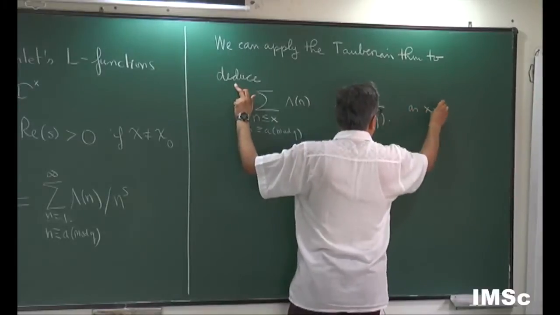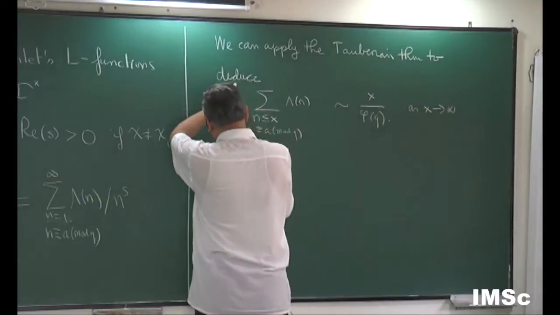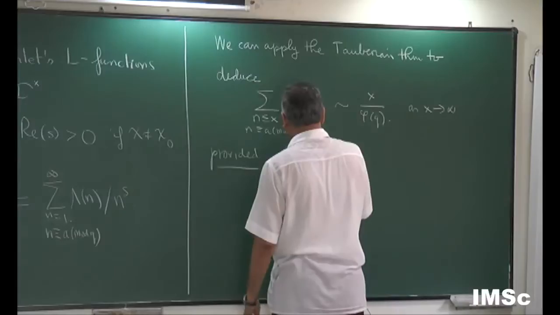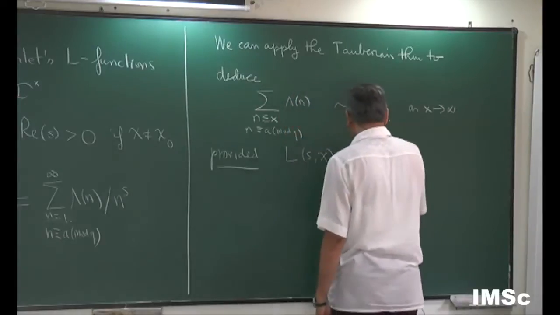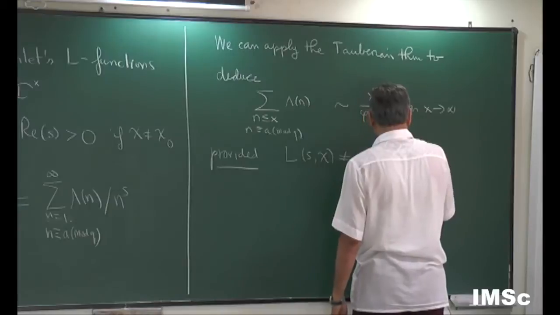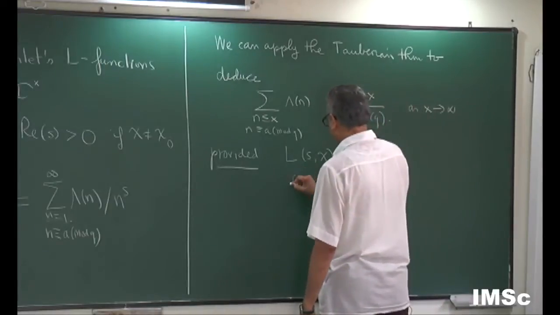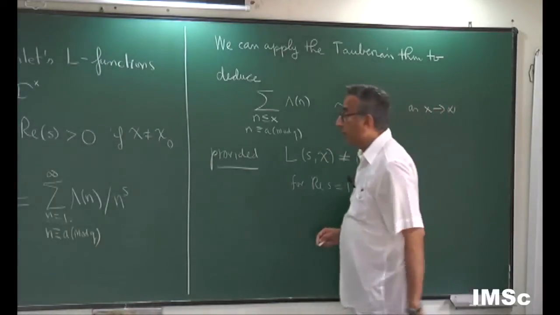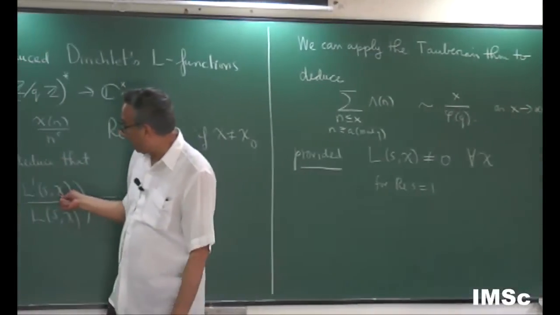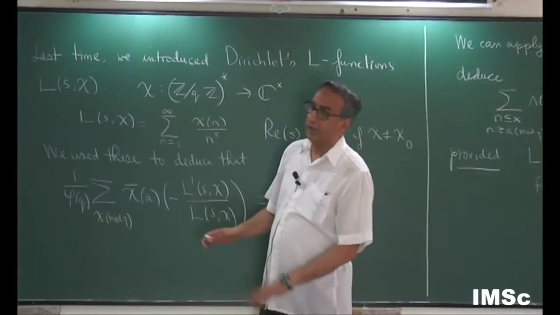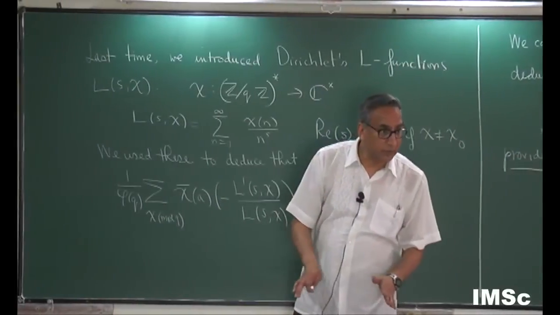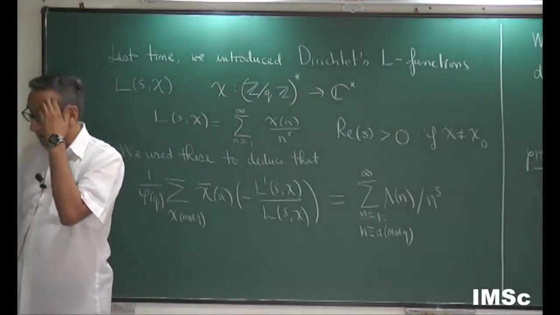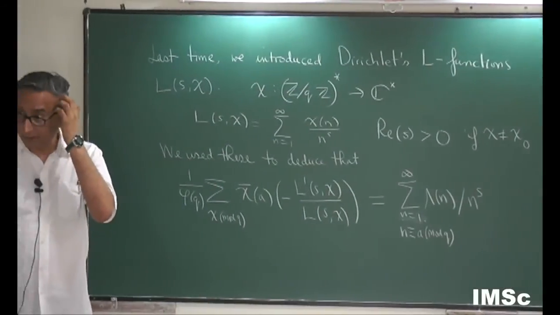as x tends to infinity, provided the Dirichlet L function is not 0 for all chi for real part s equal to 1. So we need this. We need the non-vanishing. So we know that for chi equal to chi naught, that's really the zeta function. That we know, we've already proved that it has no zeros on real s equals 1. But now we need to prove that for the other characters, there are no zeros on the line real s equals 1. That's what we need to prove.